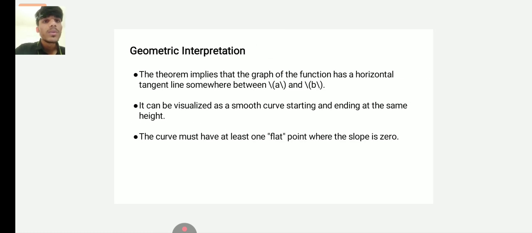Geometric interpretation. The theorem implies that the graph of the function has a horizontal tangent line somewhere between a and b. It can be visualized as a smooth curve starting and ending at the same height. The curve must have at least one flat point where the slope is 0.